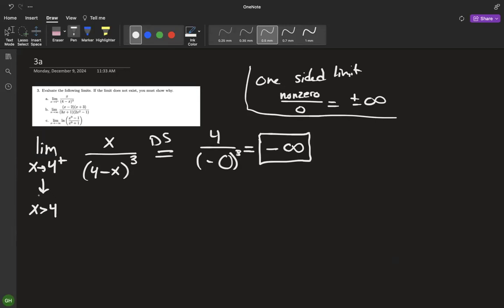So from this side, x is bigger than 4, which means 4 minus x is smaller than 0. So I'm going to be using a negative 0. Now, if this is a negative number in the bottom, cubing it still keeps it negative, and a positive on top isn't going to change it, so it stays negative. If this exponent was an even number, like say this was 4 minus x squared, then it would have changed to a positive 0, because when you square a negative, you get a positive, and we would have gotten positive infinity.